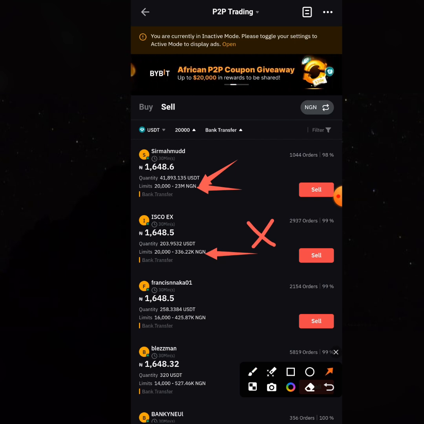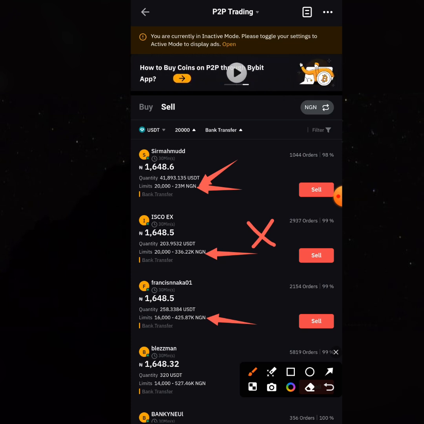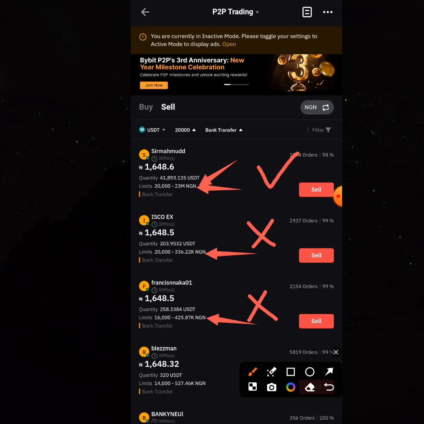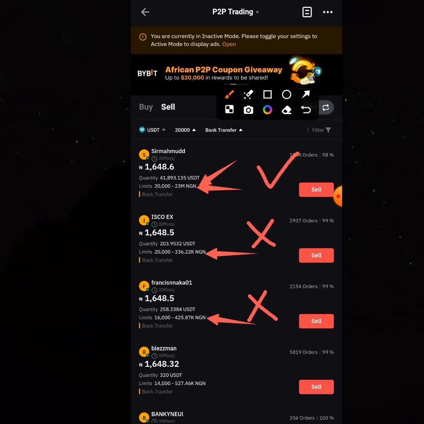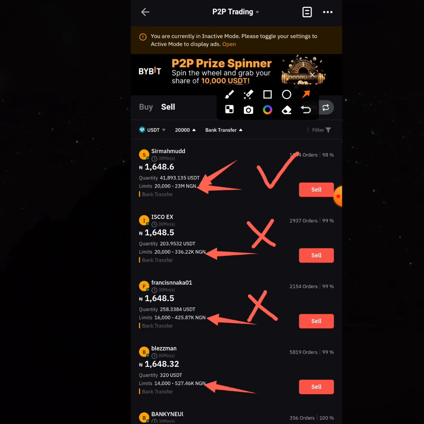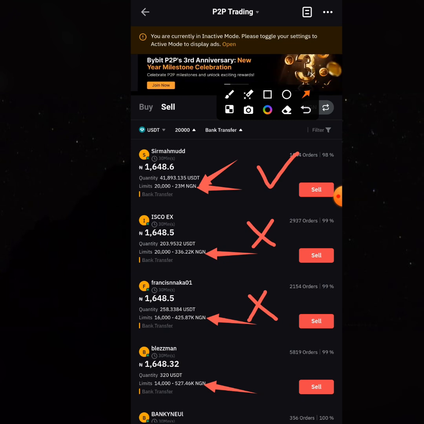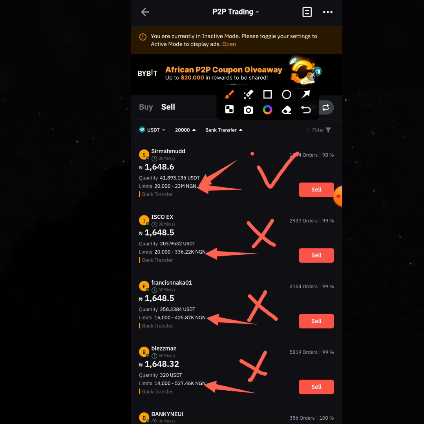You can see this particular one. This is his limit. If I have 500k or 450k worth of USD to sell, he has missed the opportunity. But this guy keeps buying because his limit range is very high. Now you can see this other guy, 14,000 to 527k. If I have up to 600k worth of USD to sell, he has missed that opportunity because I'll sell to somebody else like this first guy.